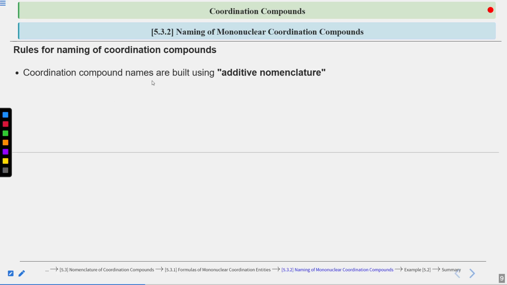Coordination compound names are built using additive nomenclature. Now, what is that? Ligands are named first, as prefixes before the central atom's name. Here, this is the opposite, right? From the rule for writing the formula. While writing the name of the coordination compound, you have to write the name of the ligands first, as prefixes before the central atom's name.